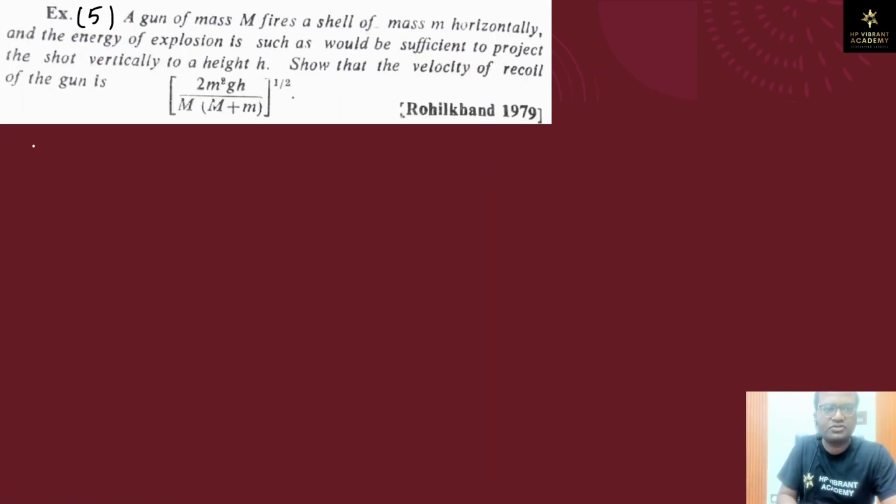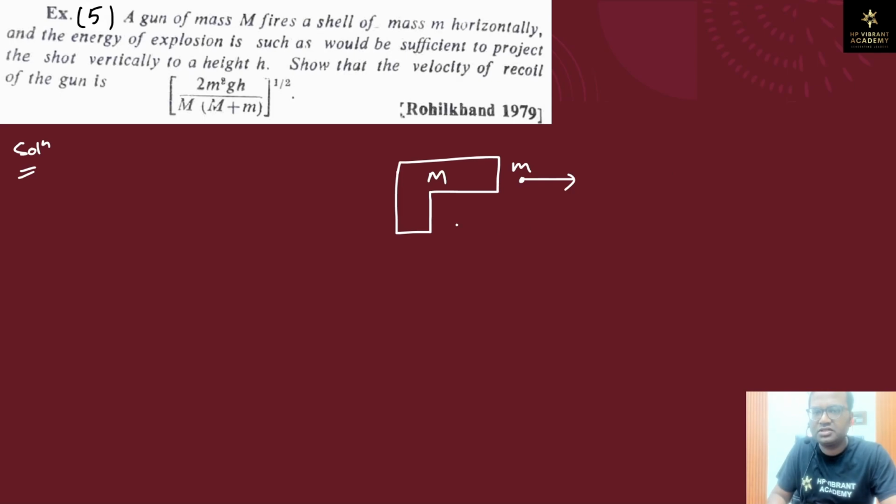So let us discuss question number 5. A gun of mass capital M fires a shell of mass small m horizontally. The energy of explosion is such that it would be sufficient to project the shot vertically to a height h.